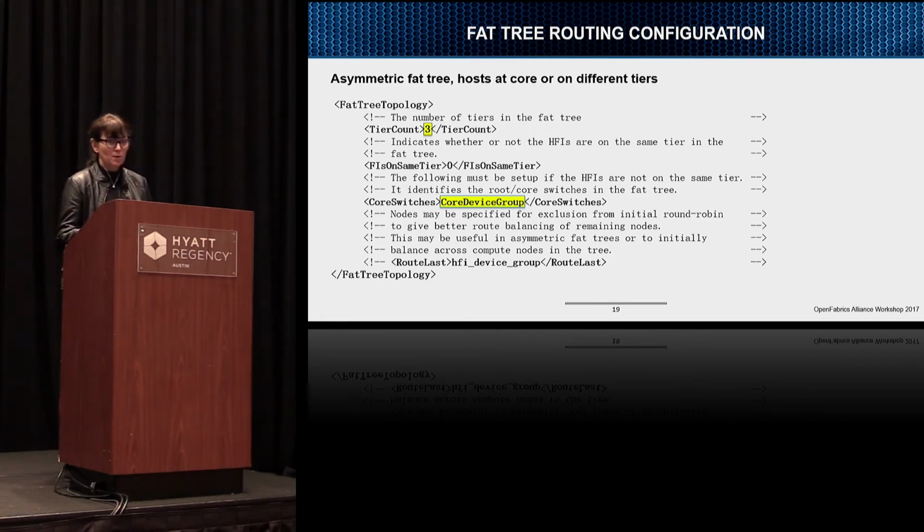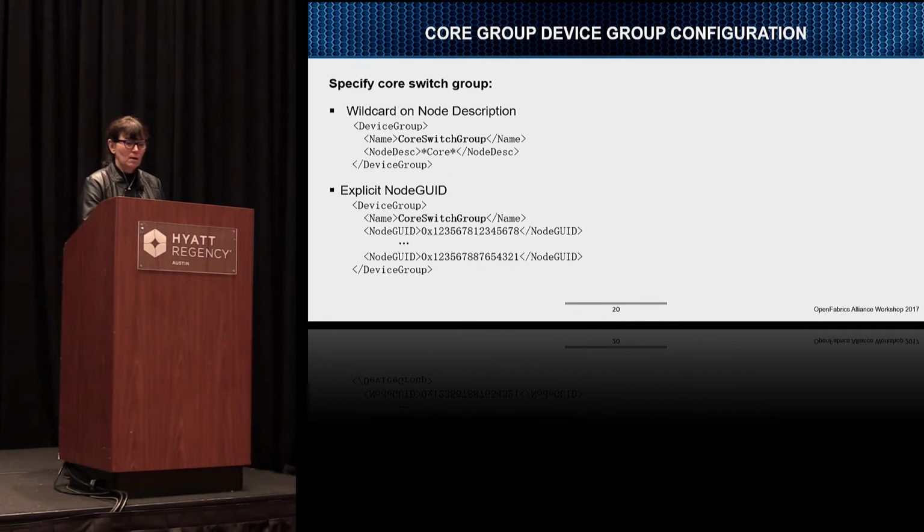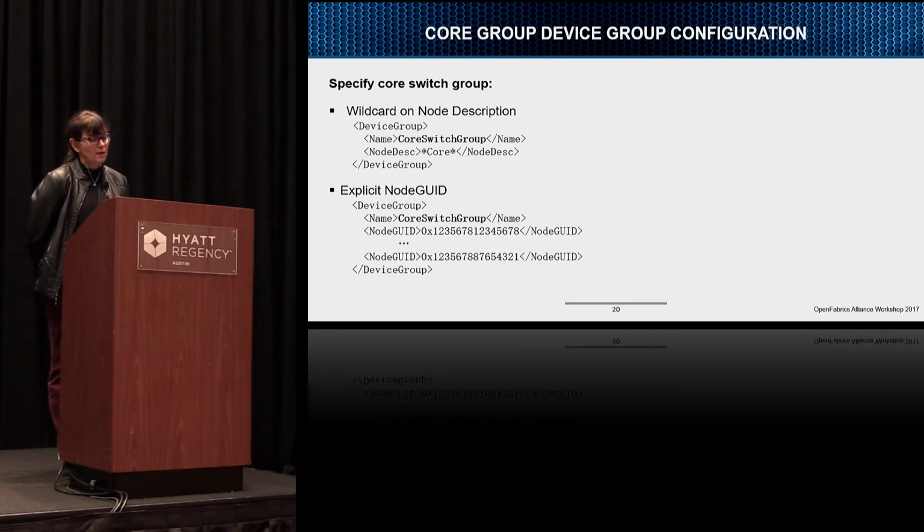Now this algorithm also provides spine first in a fabric that doesn't have director class switches, but it works equally well on both. So the device groups in this case, you would configure a list of node GUIDs for the switches at the root of the tree. Or you could configure using wildcarding on node description. If you had a well-named core switch, you could just do something like that.